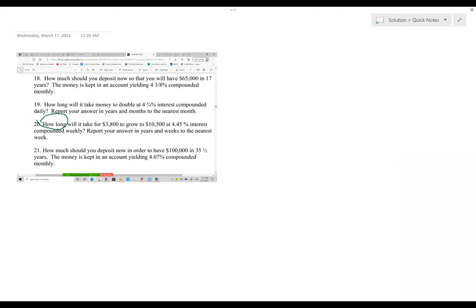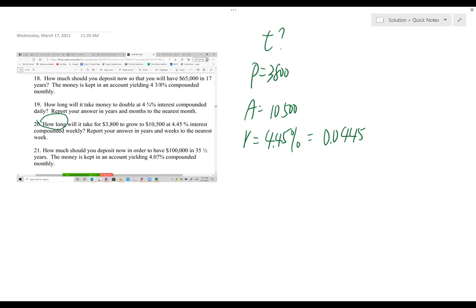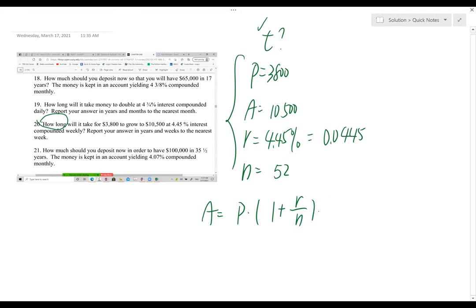We're looking for how long, meaning time t is not known, right? And we know the beginning balance, principal, is 3,800, and it grows to 10,500, that's the ending balance. The rate is given, 4.45%, and you have decimal 0.0445. And we also know the compounding period, which is weekly, meaning 52 weeks in a given year. Now we have all four elements, and the only thing we don't know is time t, right? So five variables, if you know four of them, then we'll be able to figure out the missing one. So ending balance equal to principal times 1 plus r over n to the nt.